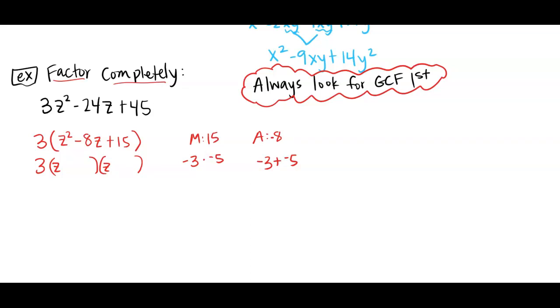All right, so that means I'm going to have negative 3, so z minus 3 in one, and then z minus 5 in the other. But make sure when you put your answer in, don't forget about that 3 that's out in front. This is still part of the answer, okay? Still part of the answer.